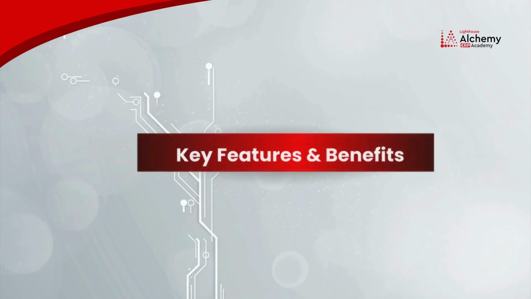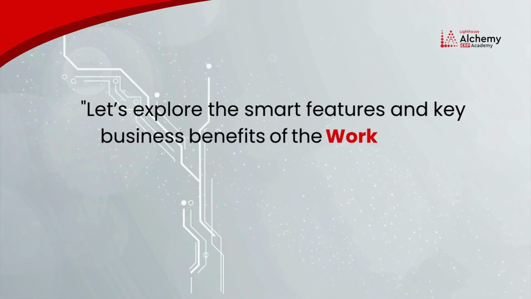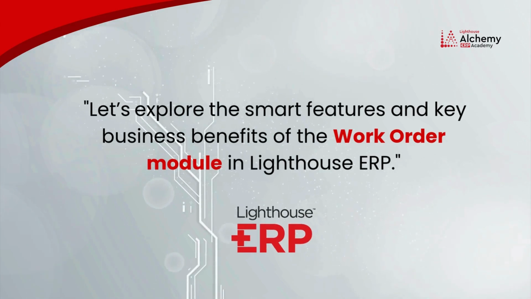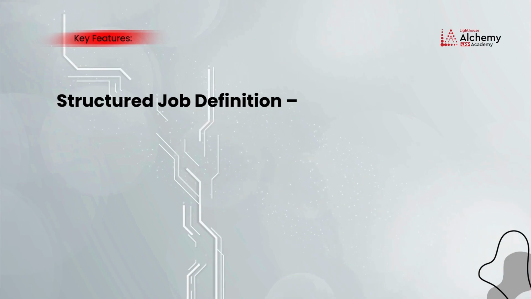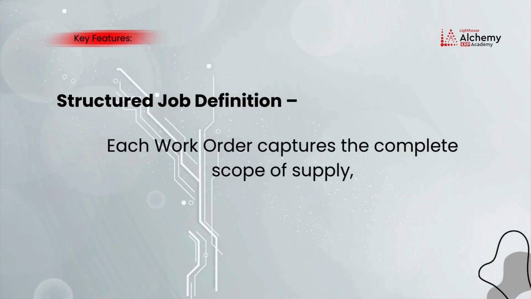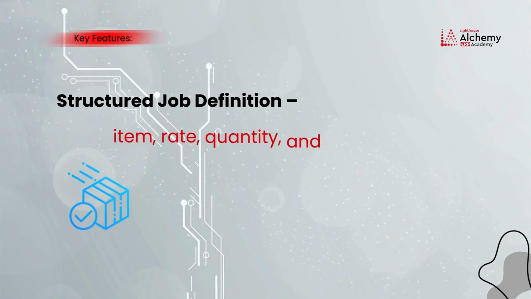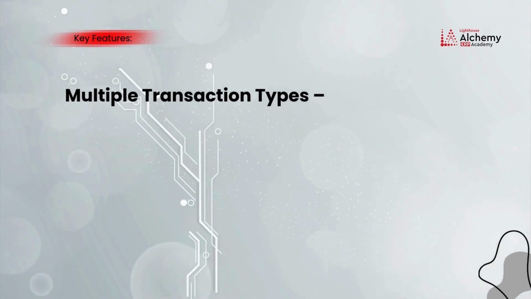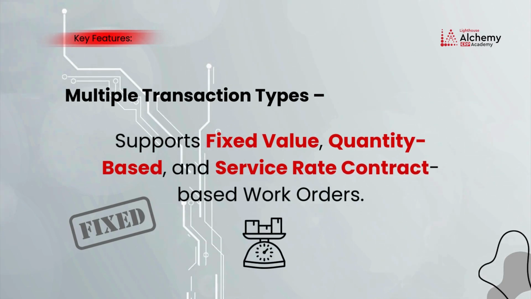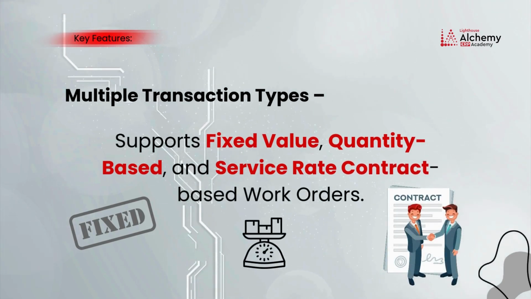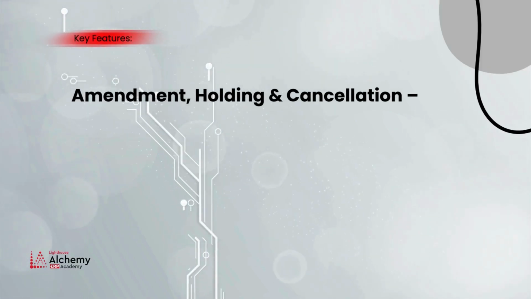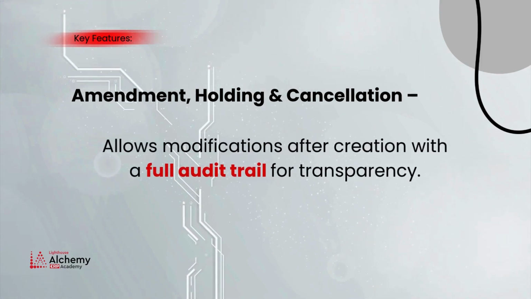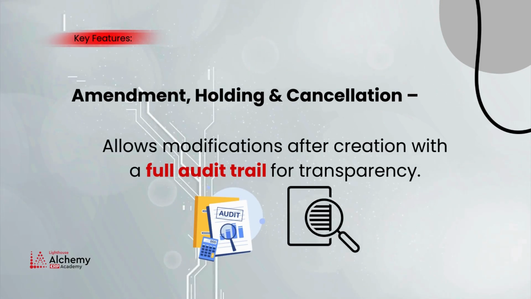Key features and benefits. Let's explore the smart features and key business benefits of the work order module in Lighthouse ERP. Key features: structured job definition. Each work order captures the complete scope of supply including item, rate, quantity and total value. Multiple transaction types: supports fixed value, quantity-based, and service rate contract-based work orders. Amendment, holding, and cancellation. Allows modifications after creation with a full audit trail for transparency.